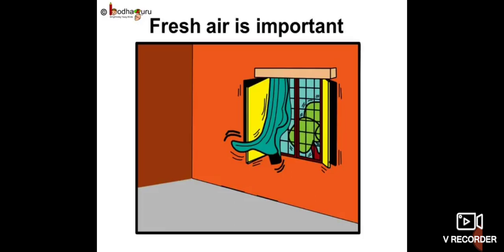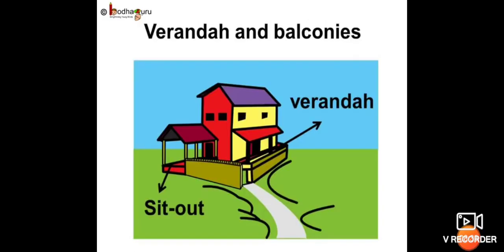Just like sunlight, fresh air is also important. So let the fresh air flow in through the windows. This keeps the house cool and fresh. In the winters, we like to sit in the sunlight, and in the summers, we like the fresh breeze of morning and evening. To enjoy fresh air and sunlight, we can use veranda, balconies, and open courtyard as a sit out.